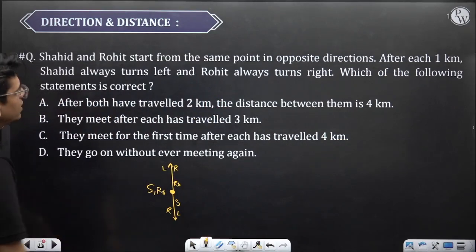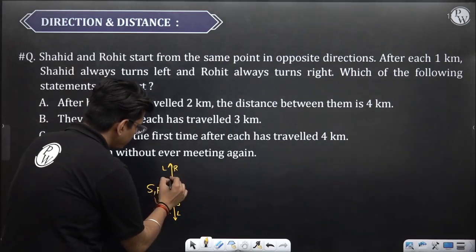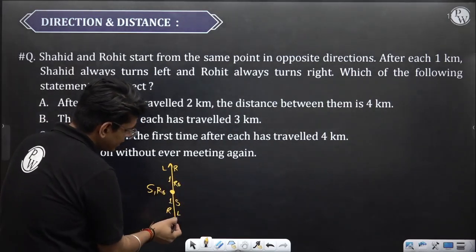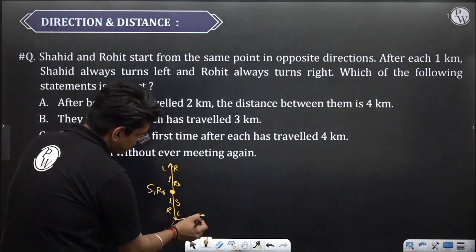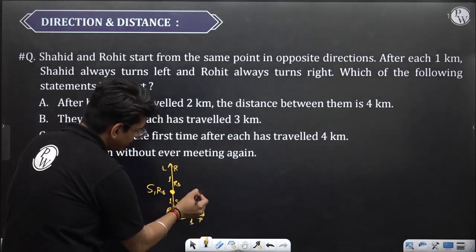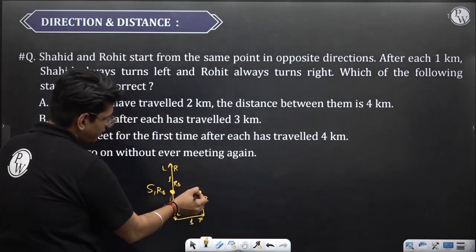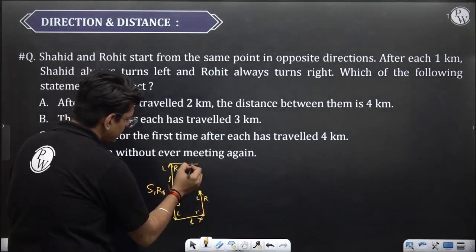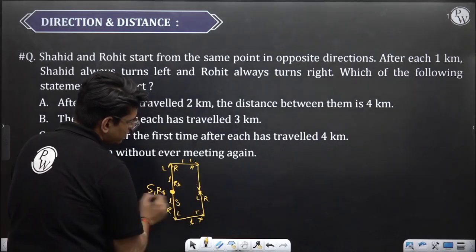Okay. So this is given in the question. After each 1 kilometer, Shahid always turns to his left and Rohit always turns to his right, right? And they are moving 1 kilometer, right? This is 1, this is 1. So Shahid takes a left turn. Again, this is 1. This is his right, this is his left. Again, he will take a left turn. This is right, this is left, okay. After 3 movements, he will come to this point. Similarly, this is Rohit, right? This is right, this is left. Again, he will come to this point, okay.